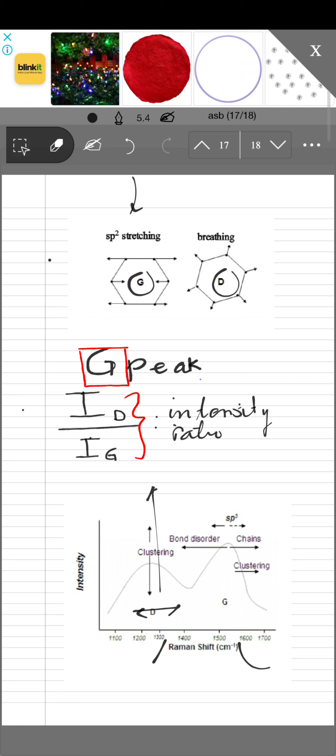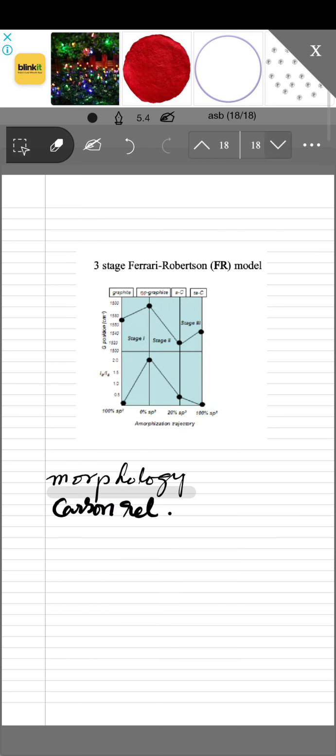Now, there should be a calibration chart, or there should be some general rules by which we can identify what type of phase has been formed. So that rule was given by taking two different parameters. One is the G peak position, and secondly the intensity ratio of the D and G peaks. So based upon these two parameters, Ferrari and Robertson staged a three-stage model. As you can see, there is the ID by IG ratio here, and there is the G peak position here, and this curve is called the amorphization curve.